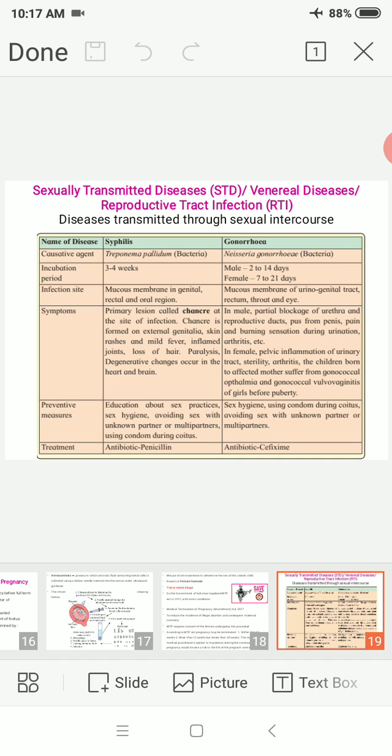Preventive measures: education about sex practices, sex hygiene, using condoms during coitus, and avoiding sex with unknown partners or multiple partners. Treatment: antibiotics such as penicillins are given, or the antibiotic cefixime. These are the treatments for these sexually transmitted diseases.